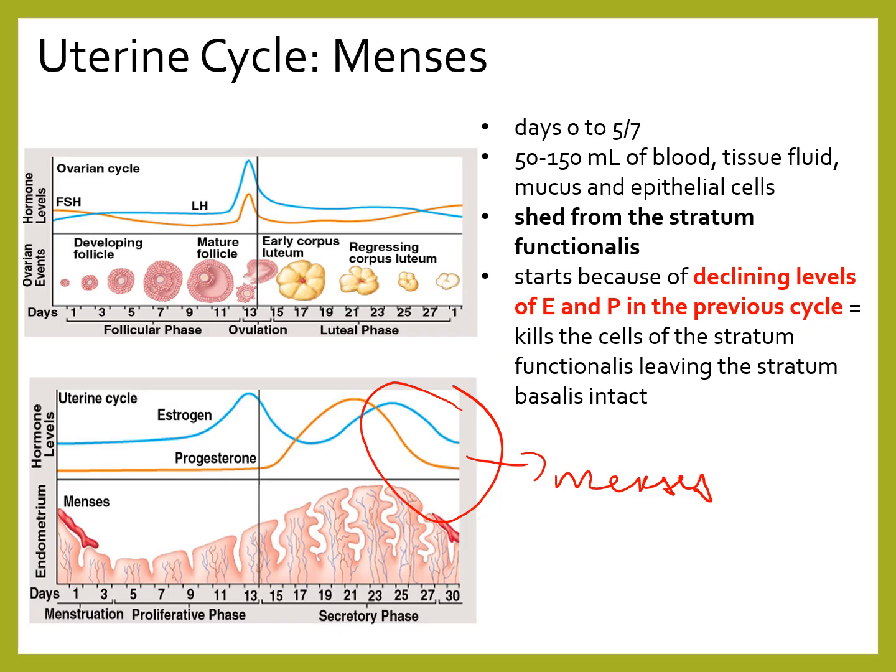The drop in estrogen actually results in the death of the cells of the stratum functionalis. So those die and basically degenerate, but the declining estrogen and progesterone levels don't affect the stratum basalis. What results, over the course of the 7 days, is a loss of anywhere from 50 to 150 milliliters of blood, tissue fluid, mucus, and epithelial cells from the stratum functionalis.